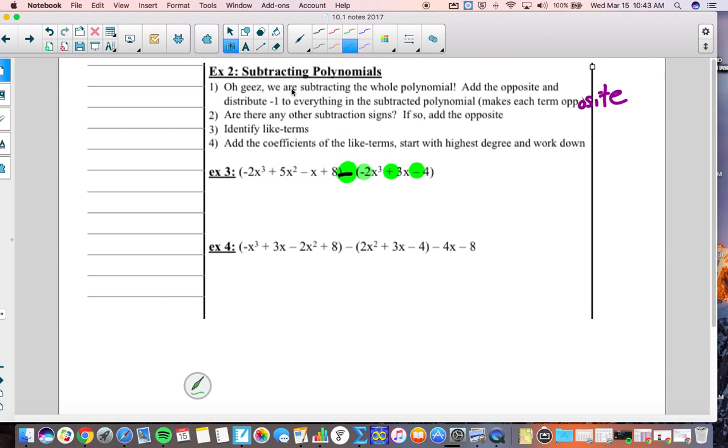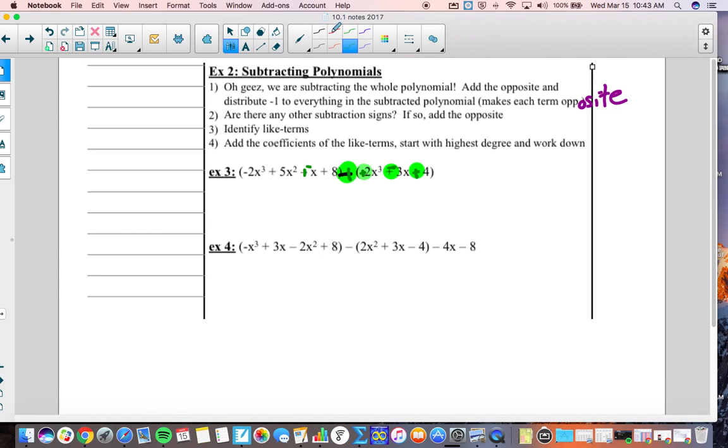So when I go through and actually change this to adding, I'll now make these opposites. So this negative 2 becomes a positive 2. This positive 3x becomes a negative 3x. This negative 4 becomes a positive 4. Everything in the subtracted polynomial got switched to the opposite term. Are there any other subtraction signs? Again, if you're going to forget that this x is actually negative, add the opposite.